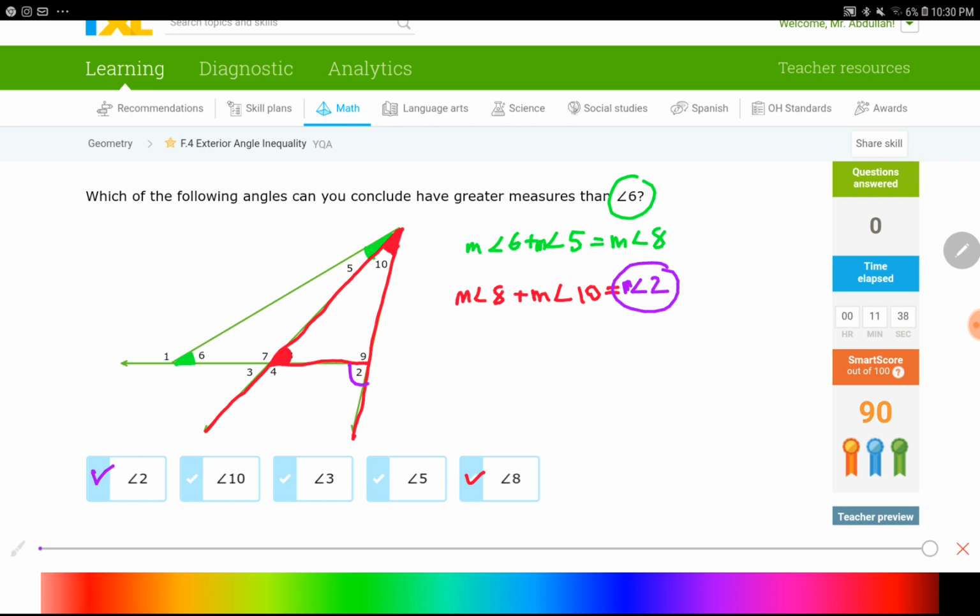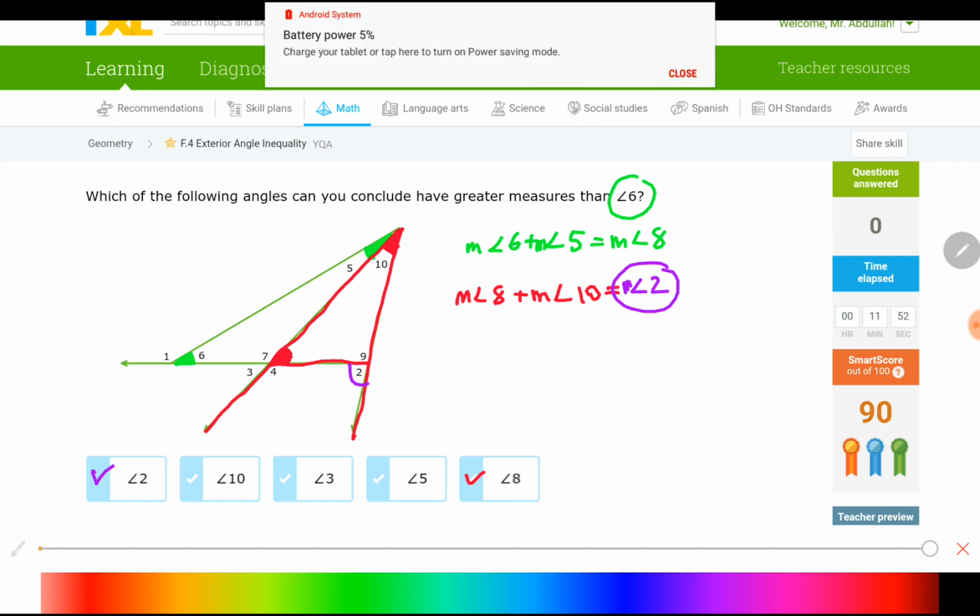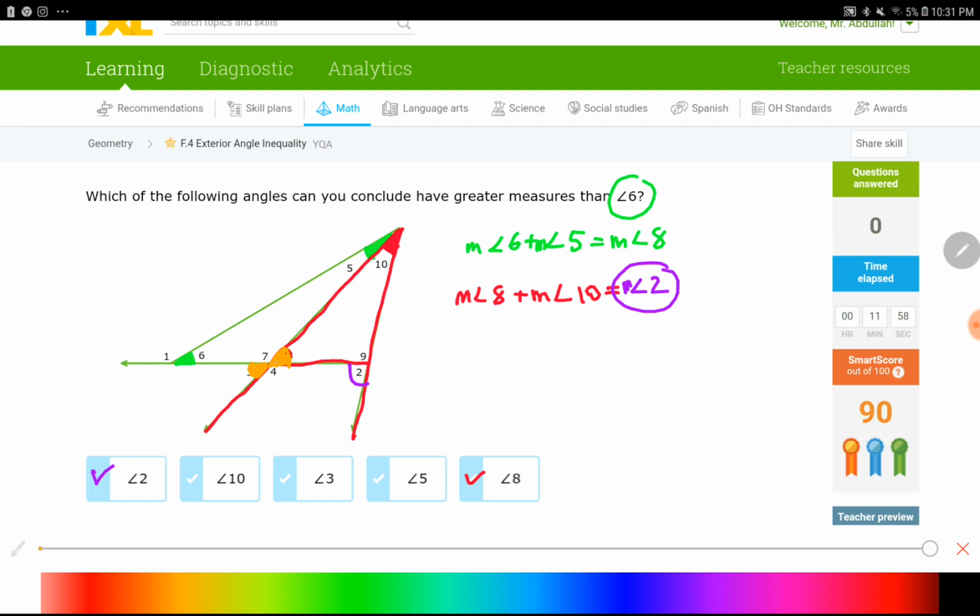Let me see if I can make any other... okay, I see another angle. I really hope that you remember this. Right here, I have angle 8 and angle 3 being equal because these are vertical angles. So let's say angle 8 is, this part is purely theoretical, 35 degrees. Then this one would be 35 as well. So if I know that 35 degrees is greater than angle 6, then definitely this one is going to be greater than angle 6 as well. And the label for that angle was angle 3.